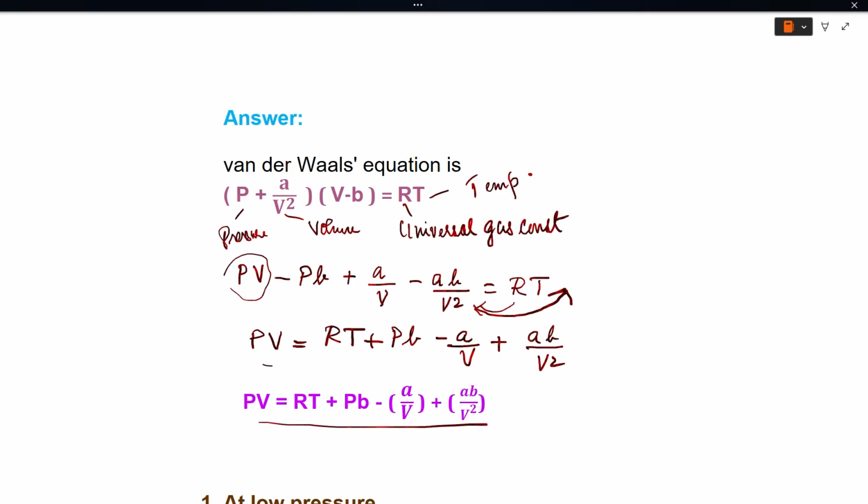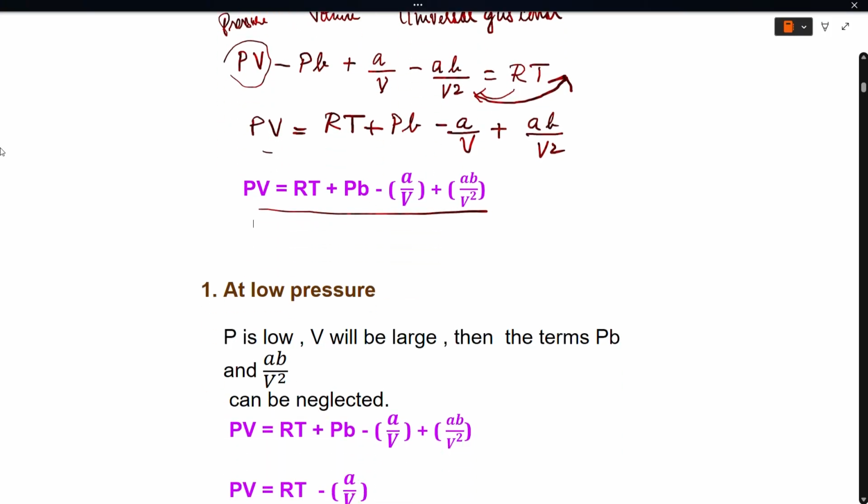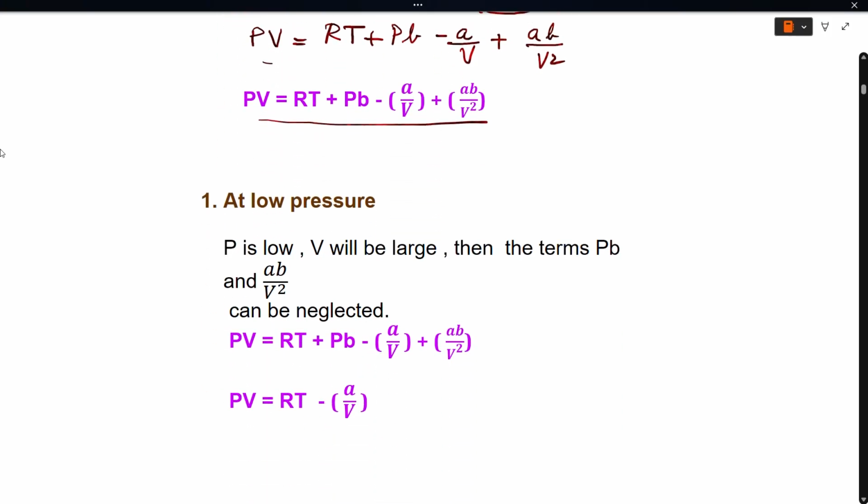Okay. So, remember this expansion, that is just opening the brackets and expanding the terms, you will get such an equation. Retaining PV on one side and taking other terms towards the side of RT, we will get such an expression. Now, we are going to check the applicability of van der Waals equation in different conditions.